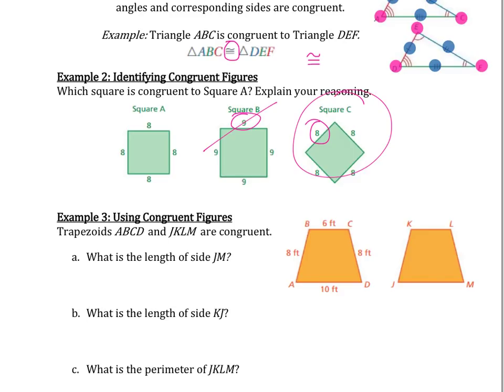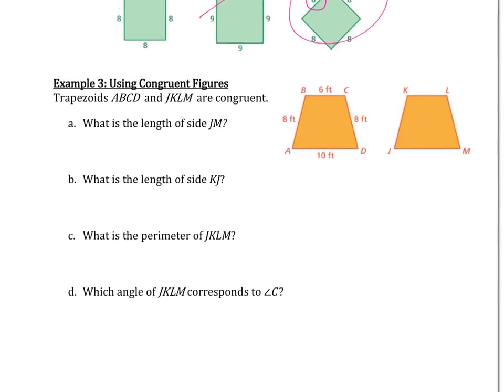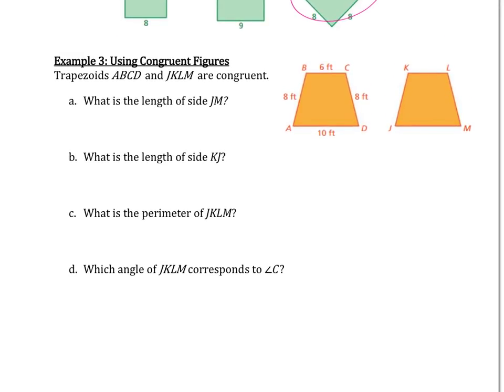Last up here, we just want to apply the knowledge of our congruent figures. So we have these 2 trapezoids here, ABCD and JKLM, and they're telling us that they are congruent. So the first question here is, what is the length of side JM? Now for these types of questions, use the naming of the shapes to your advantage, because the way in which they name them actually tells you how they correspond to each other.